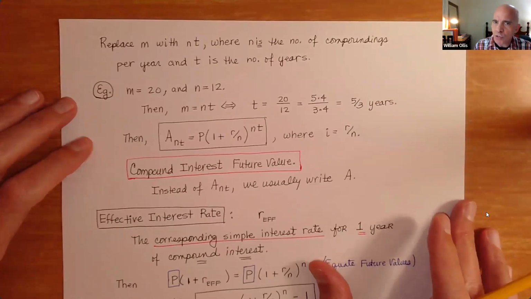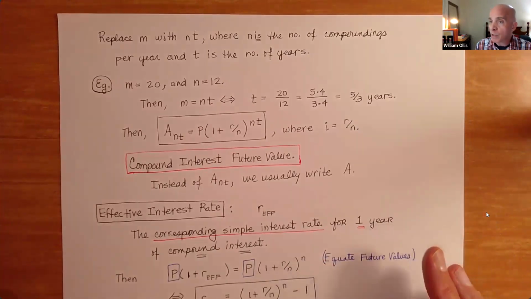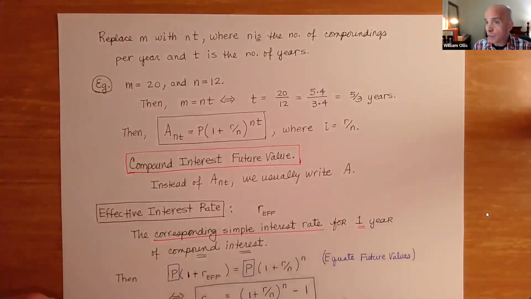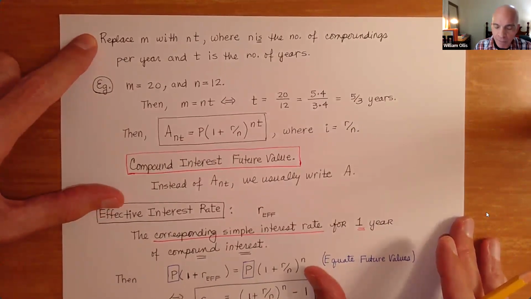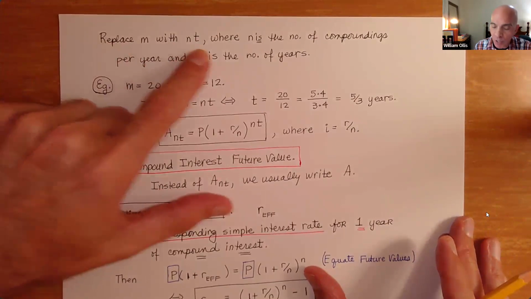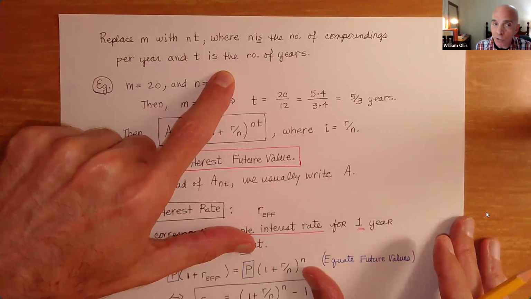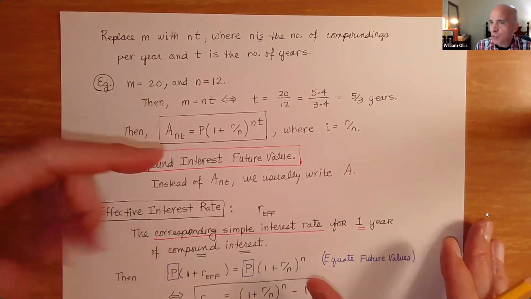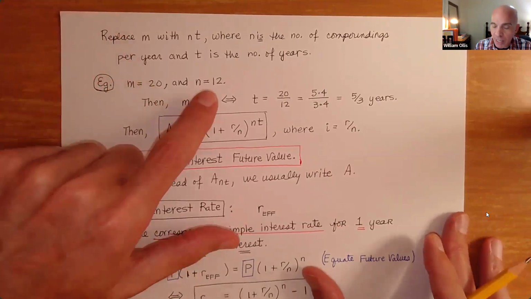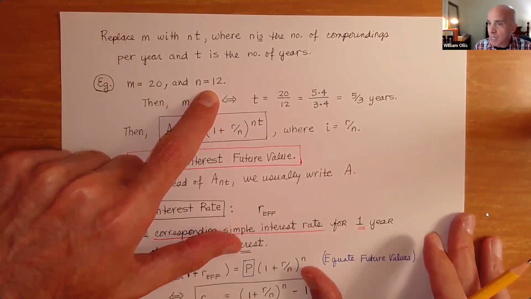Now, you're thinking, well, do we just keep track of M? Or are the problems stated that way? Well, usually they're stated in terms of the number of compoundings per year and then the number of years. So for instance, what I've written here is we can replace M with NT. Again, where N is the number of compoundings per year and T is the number of years. So here's just a very simple example of this. Say we had 20 periods and our N was equal to 12. That is, we were compounding the interest 12 times per year.